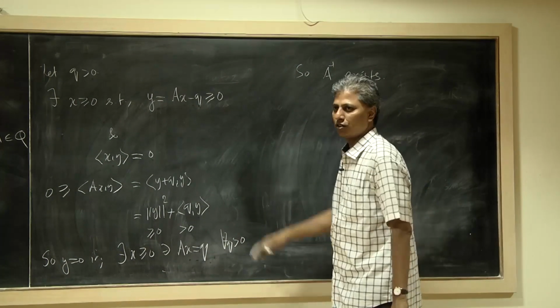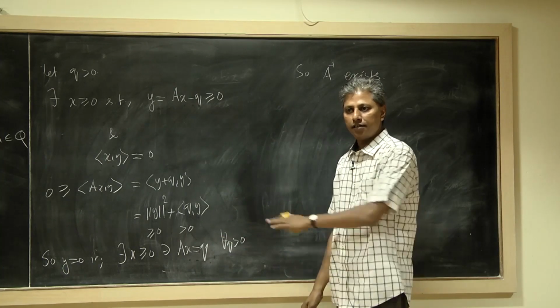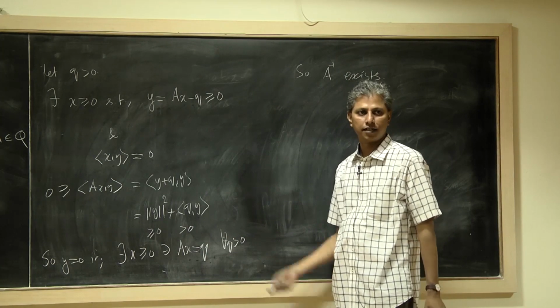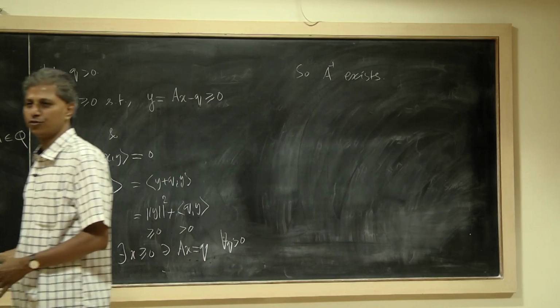The proof actually stops here. This also shows that A inverse is non-negative. Can you tell me how? This proof also shows that A inverse is non-negative.